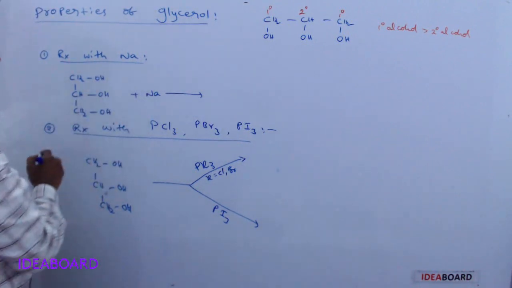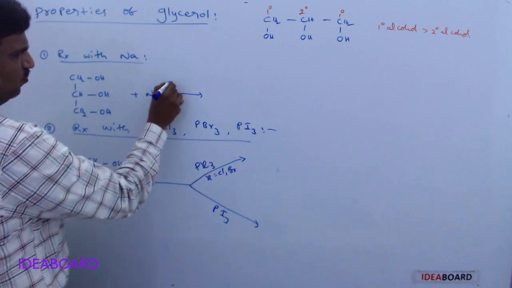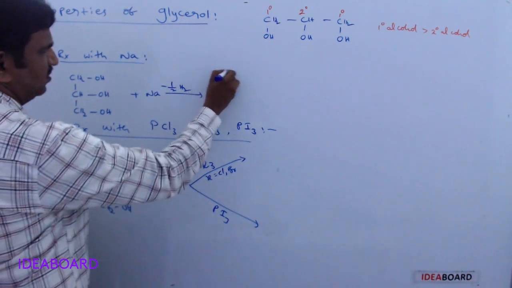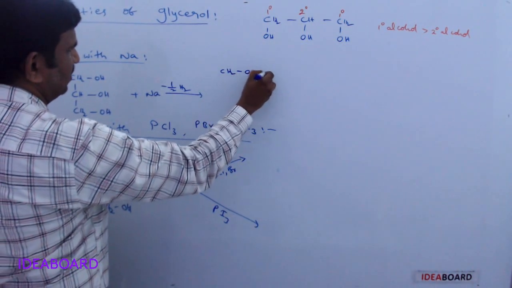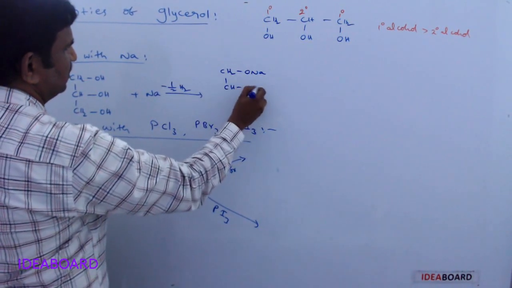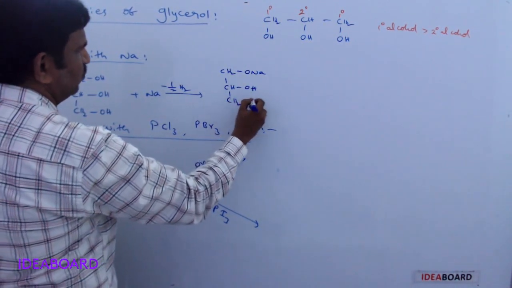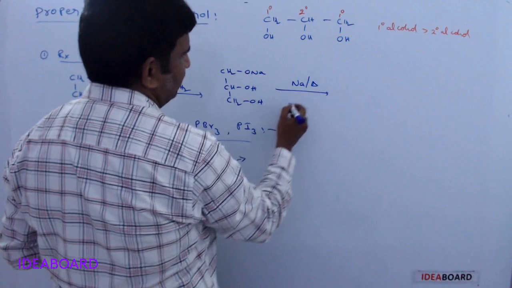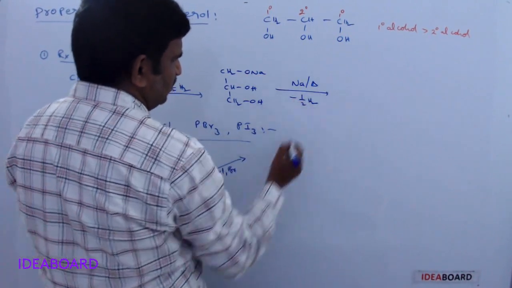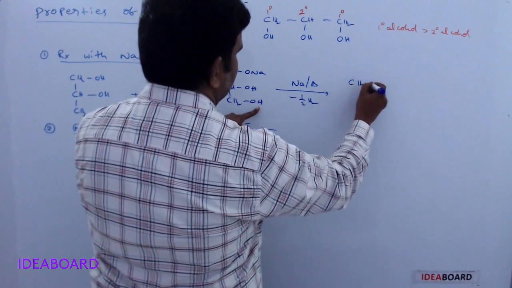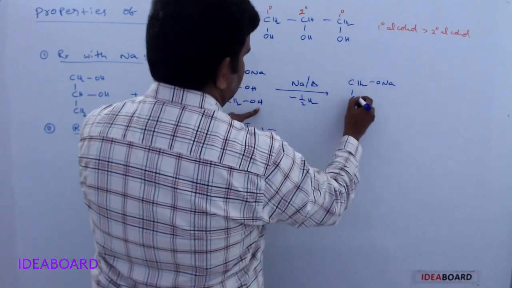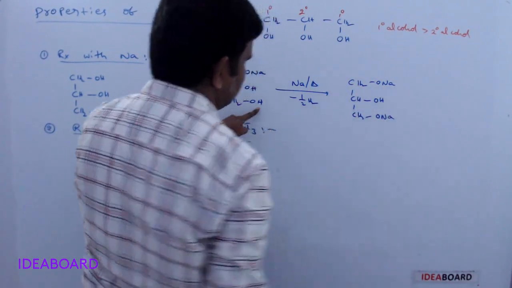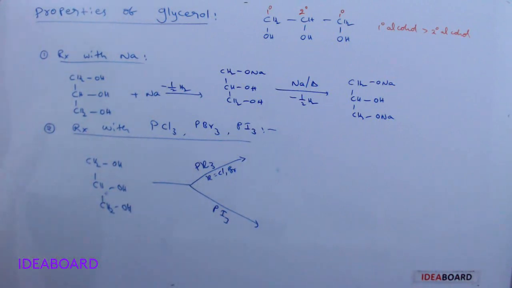Okay, when we take the reaction with sodium, one primary alcoholic group undergoes reaction and removes the hydrogen, and first we get CH2ONa, CHOH and CH2OH only. It again reacts with another sodium at high temperature, minus half H2. Again this primary alcoholic group is removed, so ONa, CHOH and CH2ONa is formed. The secondary alcoholic group is not reacting.